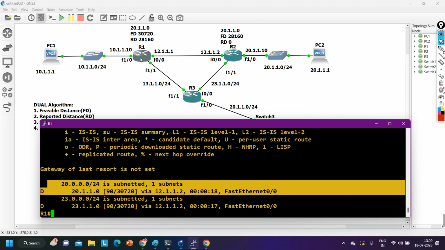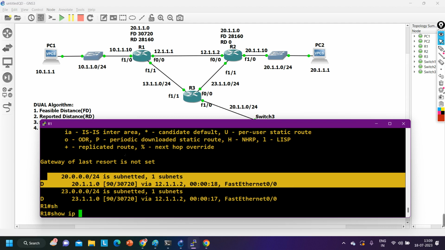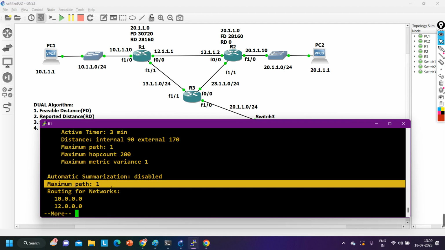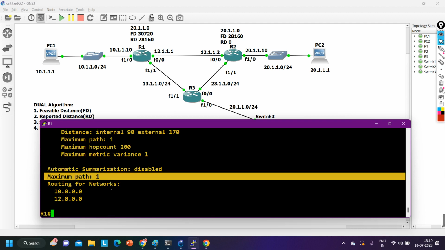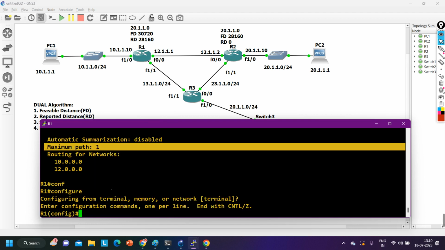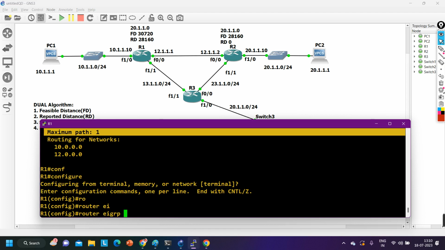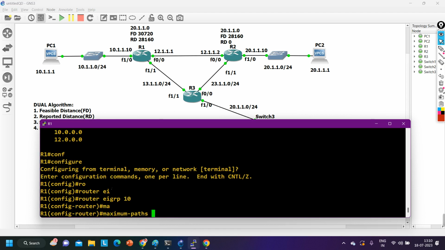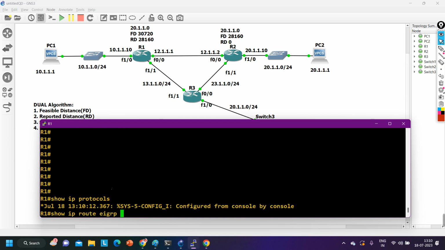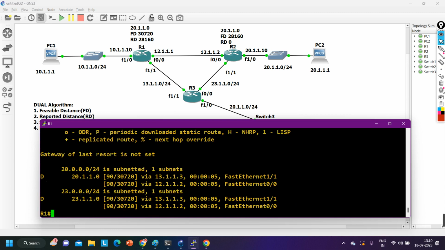So inside the topology table, still 2 paths are available with equal cost, with equal FD and equal metric, but still router 1 is installing only 1 path in its routing table. Why? Because the maximum path configured is 1. Getting my point? This is the concept of maximum path. This is how many paths an EIGRP router can install. So I can say router EIGRP AS number 10 and maximum path, let's say 5. Now it can install 5 paths, and it will again install 2 paths in its routing table. So show IP route.